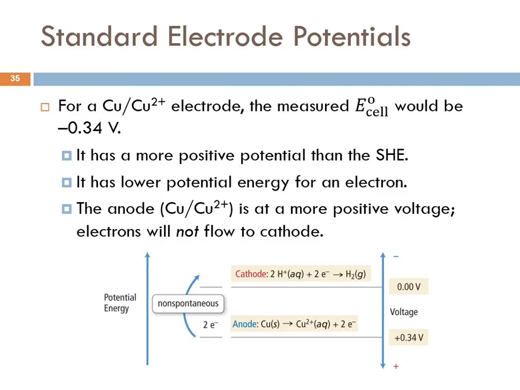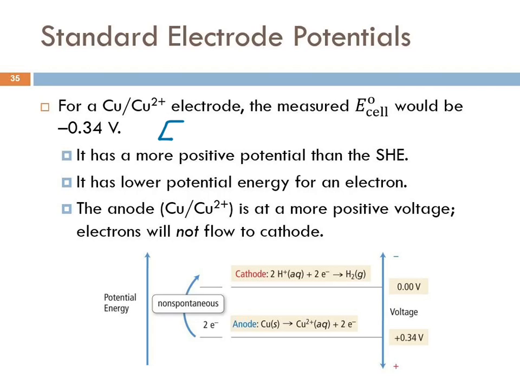If we hook up a copper electrode, a copper half cell, and we look at the voltmeter, we're going to get a standard cell potential of minus 0.34 volts. So this copper electrode has a more positive potential than the standard hydrogen electrode does. Let's just look at the same type of calculation we did.